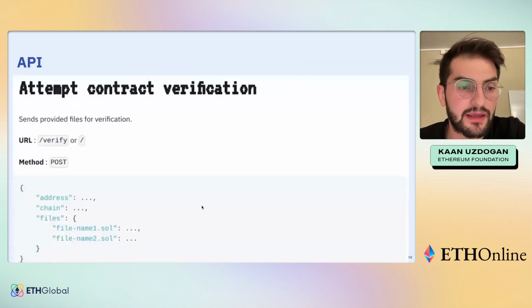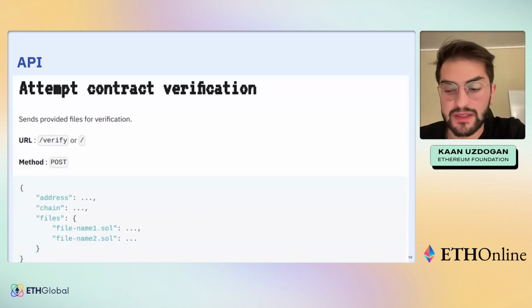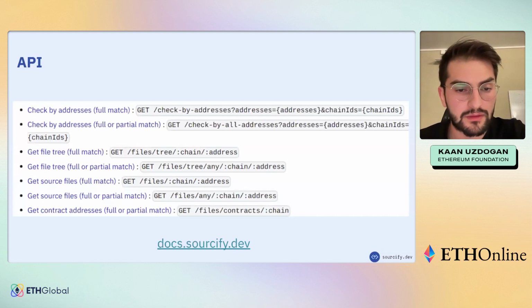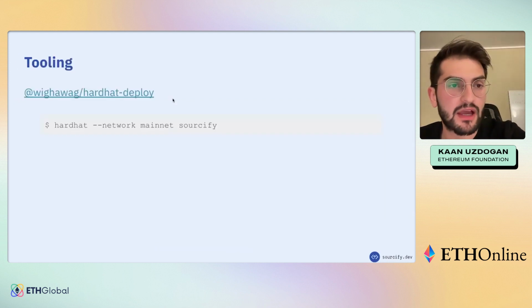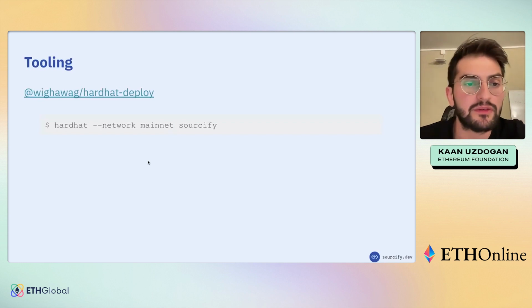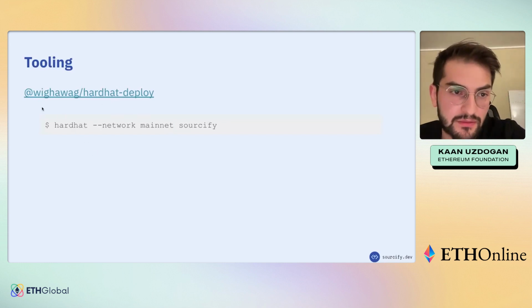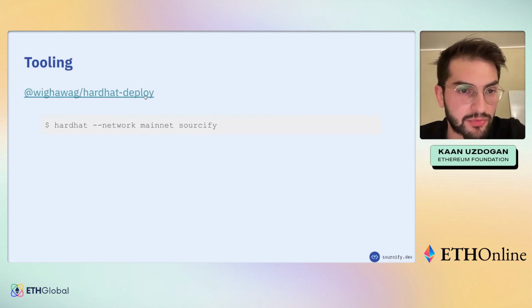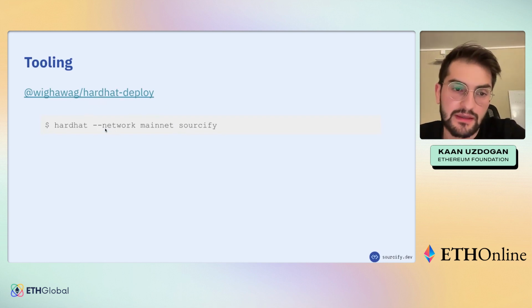We also have an API where you can provide the same information programmatically, and we also have the documentation where you can see how to make use of the API. We also have extra tooling. For example, with Hardhat, we have the Hardhat deploy plugin that lets you easily verify your contracts after deploying.